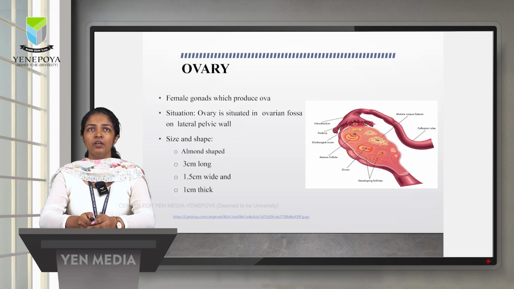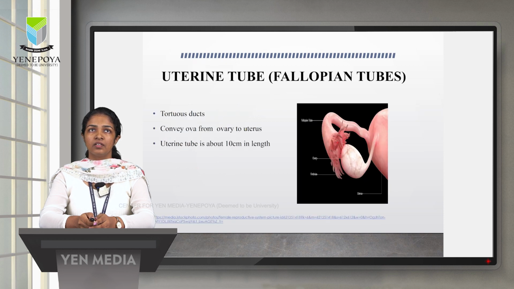Coming to the ovary, it consists of a pair of ovaries. It's the female gonad which produces ova. The ovary is situated in the ovarian fossa on the lateral pelvic wall, and it is almond in shape, 3 cm long, 1.5 cm wide and 1 cm thick.